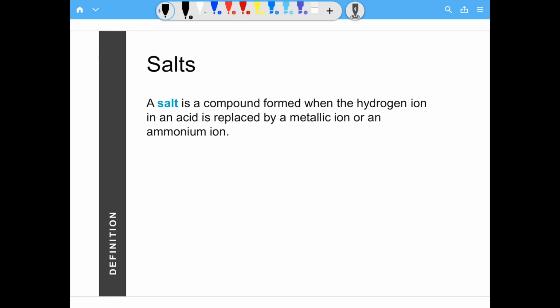Now at this juncture, let us try to recall some of the common acids that we have learned. An example would be nitric acid. We have sulfuric acid. And we have hydrochloric acid.